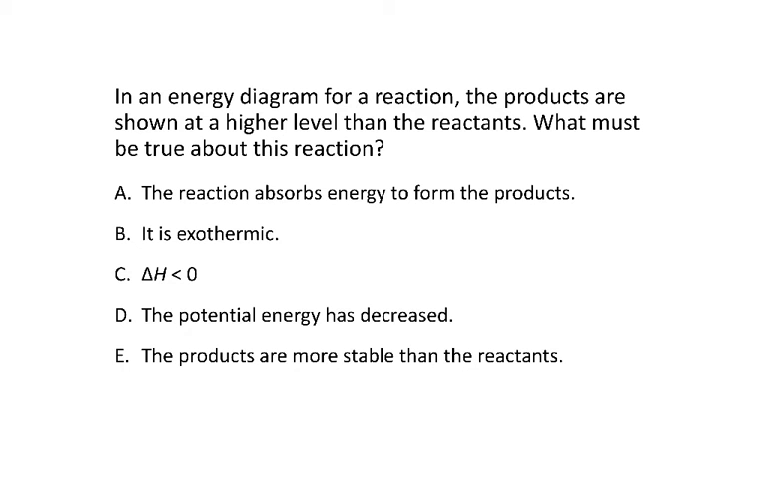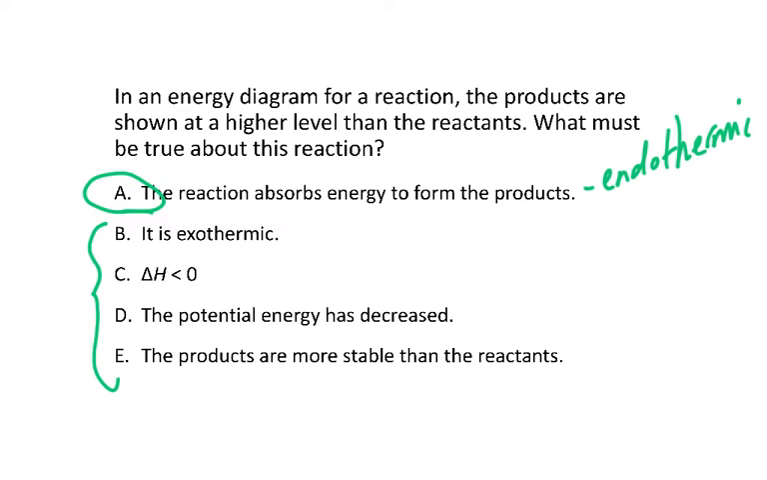Multiple choice. In an energy diagram for a reaction, the products are shown at a higher level than the reactants. What must be true about this reaction? Pause and answer for yourself. If the products are at a higher level than the reactants, then the reaction must absorb energy to form the products. This also means it's endothermic. The other four answers here all apply to exothermic reactions.